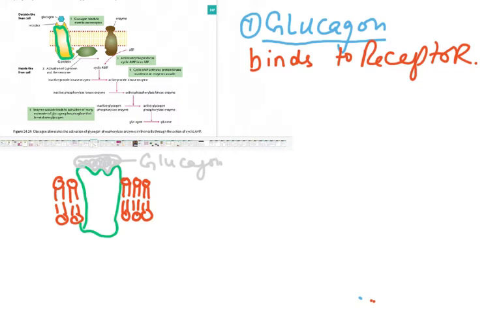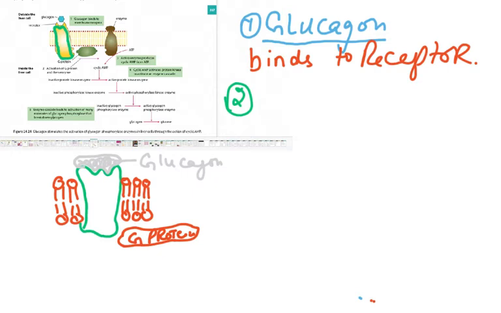Now this results in a series of reactions, and the first thing we said, glucagon binds to receptor. Then we say number 2. Now the second point is activation of G protein. So there is another structure here which is called the G protein. Why G? Because it's GTP, not ATP, it's guanine. So it activates the G protein.